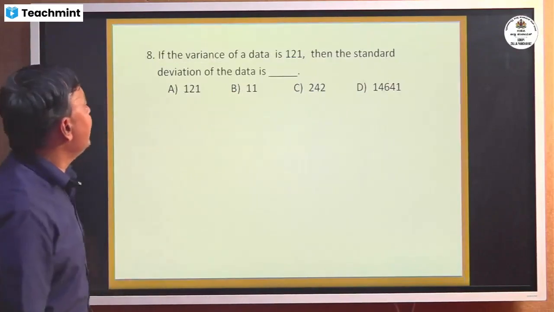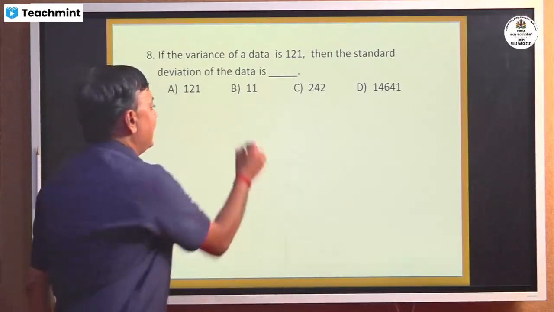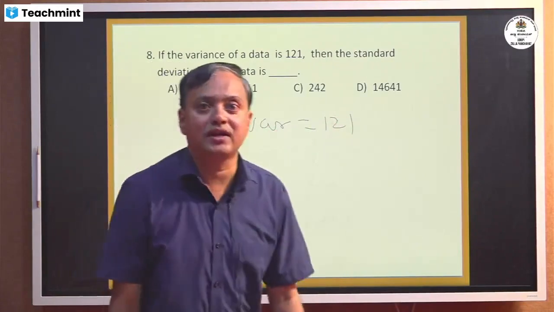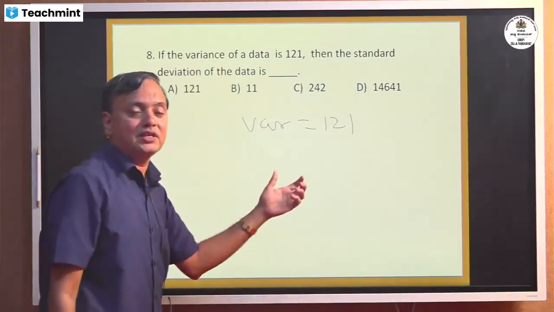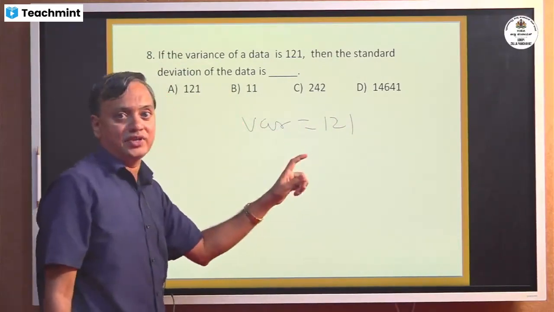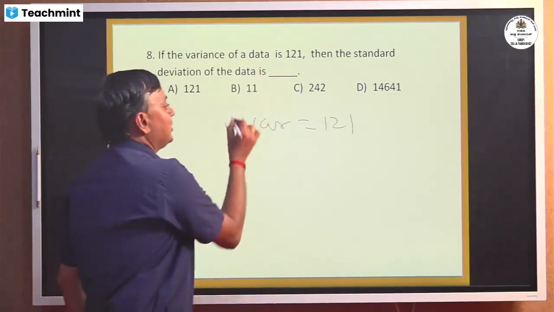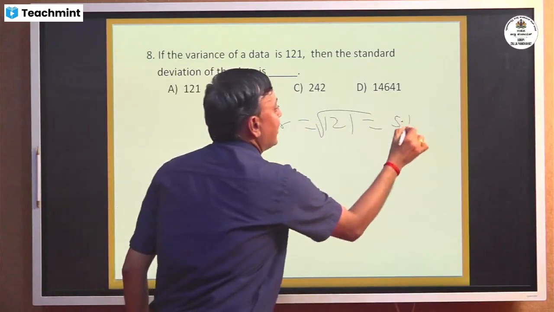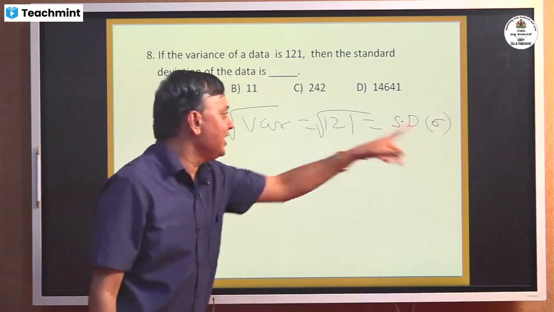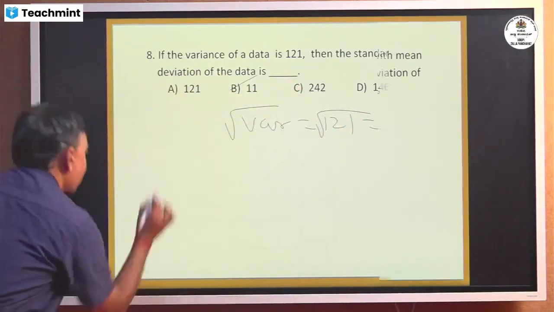Next, this is a simple question: if the variance of the data is 121, then the standard deviation of the data? Already we discussed variance and standard deviation. What is their relation? The square of the standard deviation is variance, or root of the variance is standard deviation. This is sigma, the correct notation. So sigma is root 121. Here answer is 11. Next question.